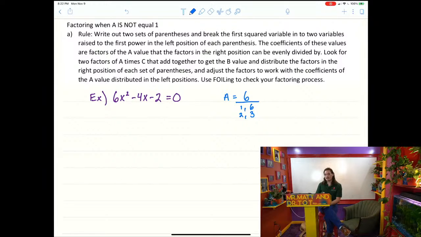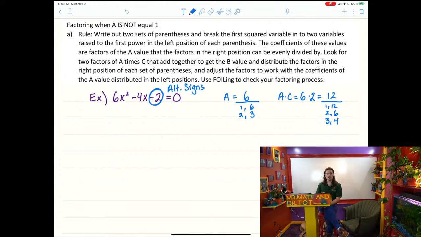The second value I'm going to consider the factors of is a times c. a times c is going to be 6 times 2, which is 12. The factors of 12 are 1 and 12, 2 and 6, 3 and 4. Notice the c value is negative, so that means that the factors have alternate signs.